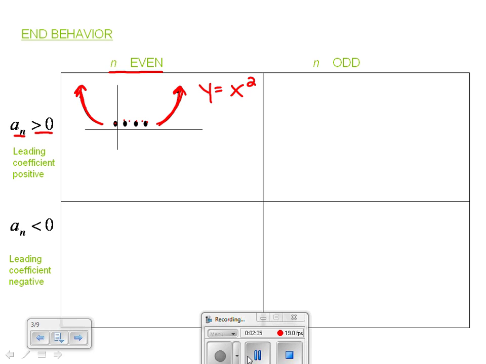So here's how we write this. I want to write about the left side, and I want to write about the right side. So here's how I write about the left side.